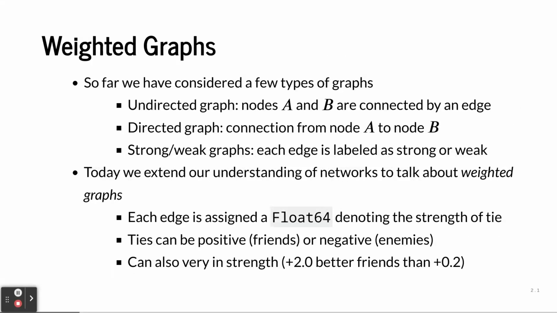So up until this point, we have considered a few different types of graph. We've talked about undirected graphs, and here the key feature is that the edges simply connect two nodes, say A and B, to one another. There was no notion of the strength of this edge or the direction.